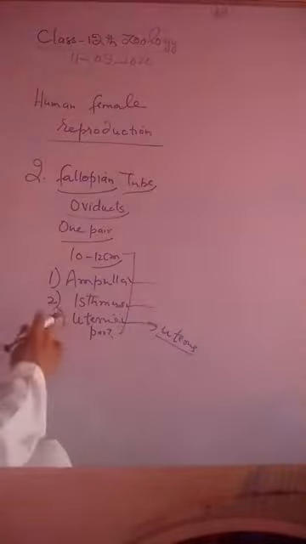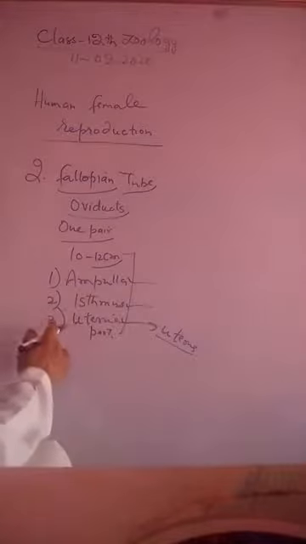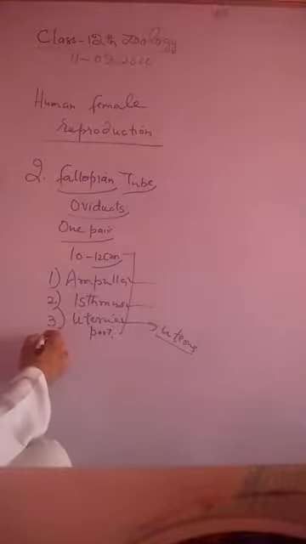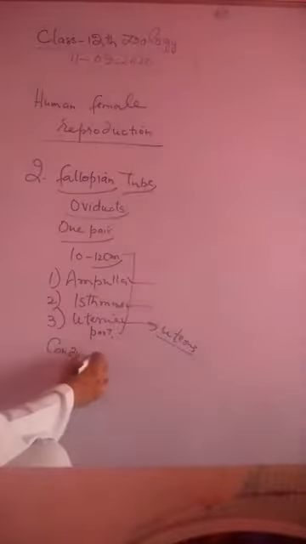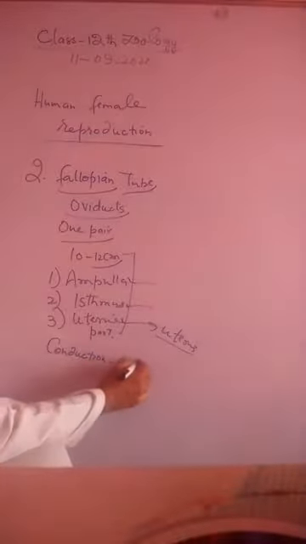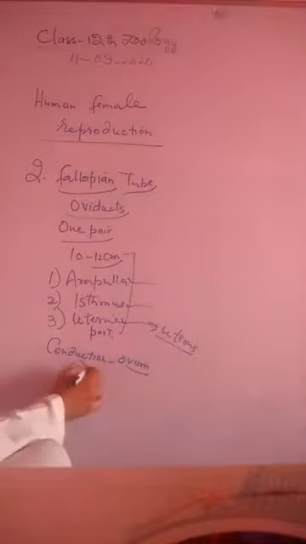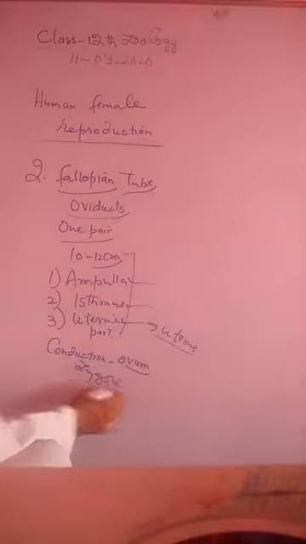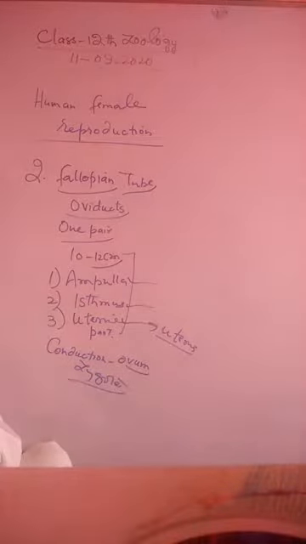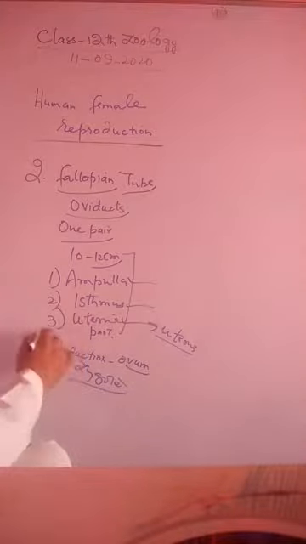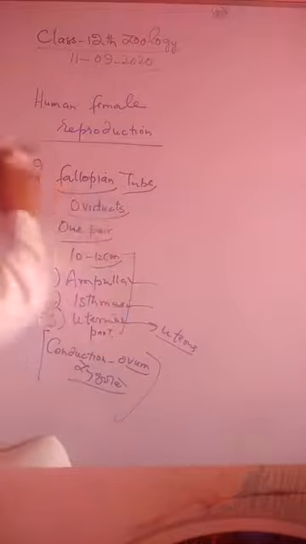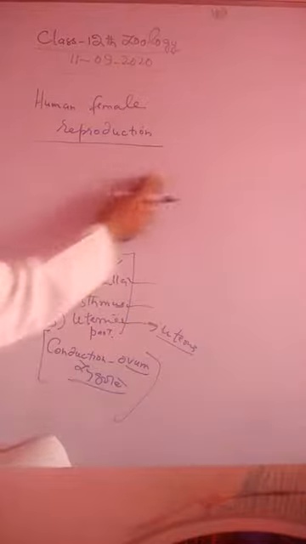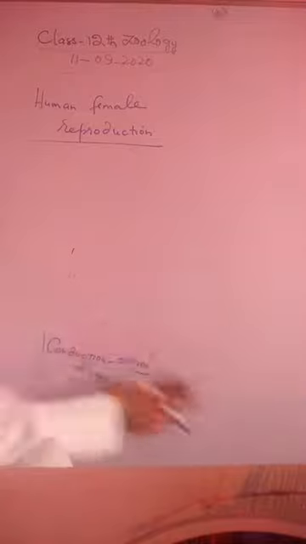The function of the oviduct is conduction of ovum or zygote. It conducts the ovum as well as the zygote after fertilization. It is also the site of fertilization, where the male and the female gametes unite to form the diploid zygote.